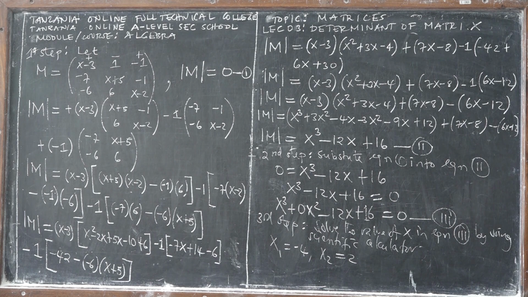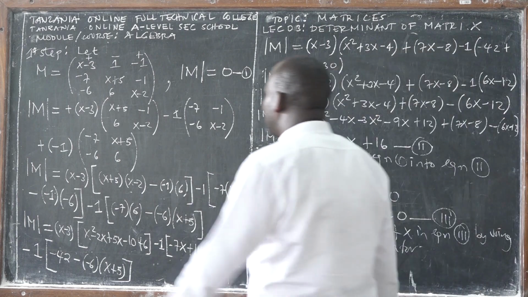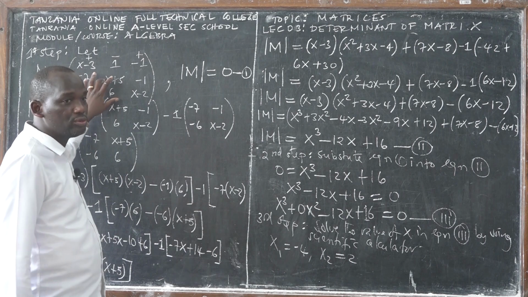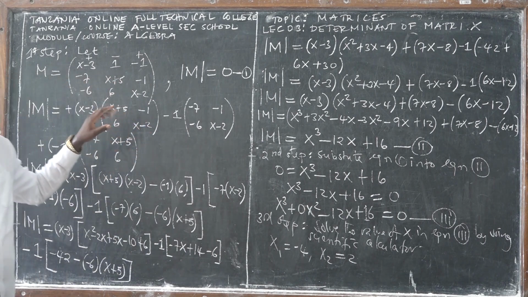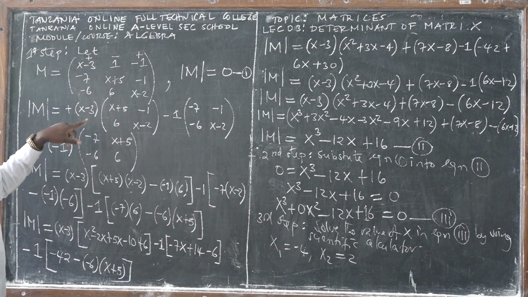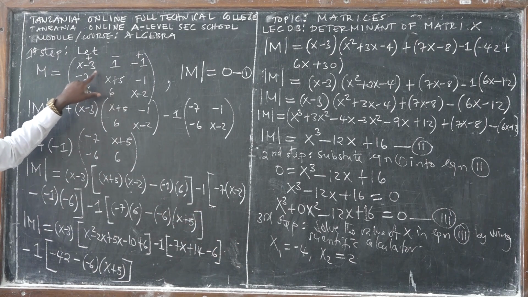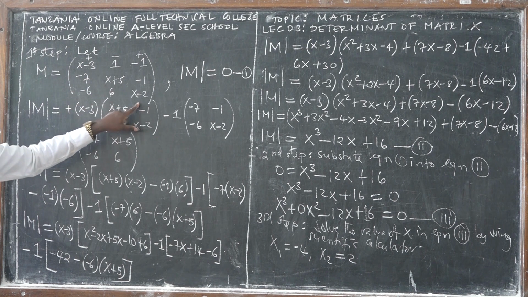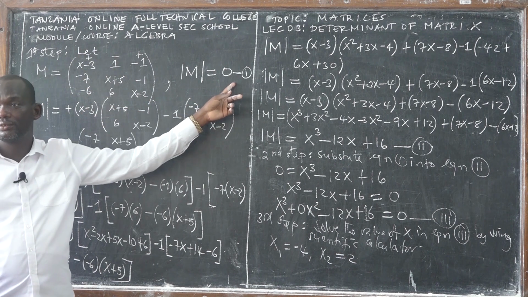So the value of x might be negative 4 or positive 2. If you substitute the value of x as negative 4, you'll have negative 7, and for this case you'll have positive 1, and for this case you'll have negative 6. If you find its determinant, it will be 0.